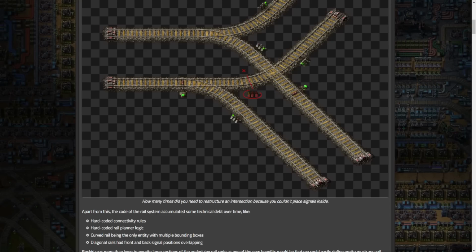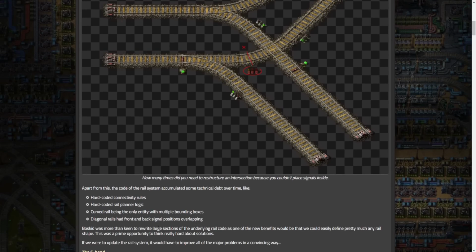Apart from this, the code of the rail system accumulated some technical debt over time. For example, hard-coded connectivity rules, hard-coded rail planner logic, curved rails being the only entity with multiple bounding boxes, and diagonal rails having front and back signal positions overlapping. Boss Kid was more than keen to rewrite large sections of the underlying rail code, as one of the new benefits would be that we could easily define pretty much any rail shape, which is super cool. And we'll see some of that farther down here.